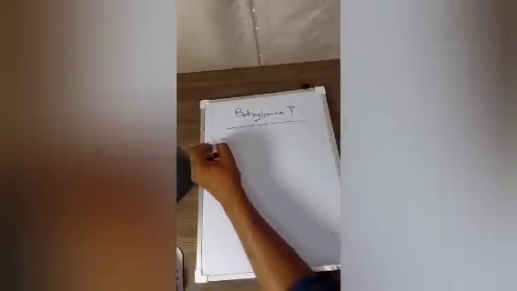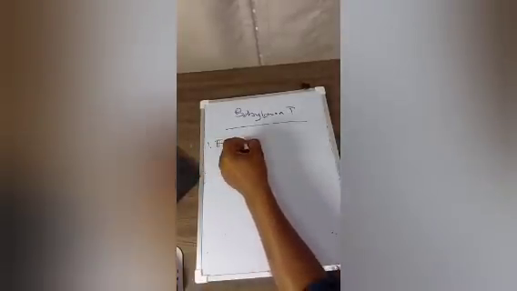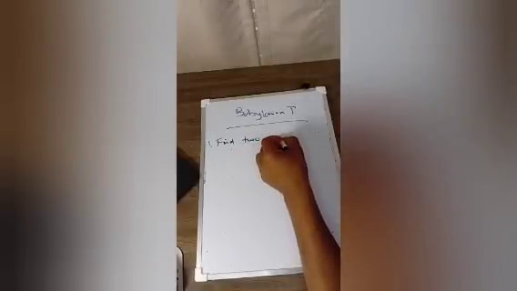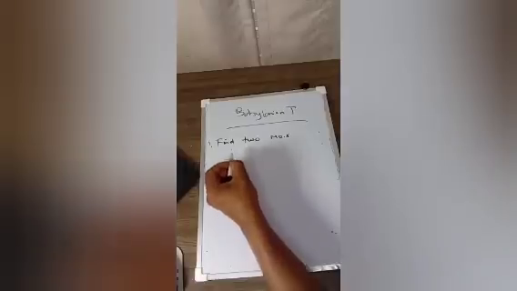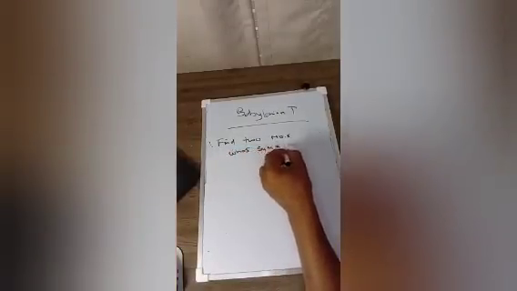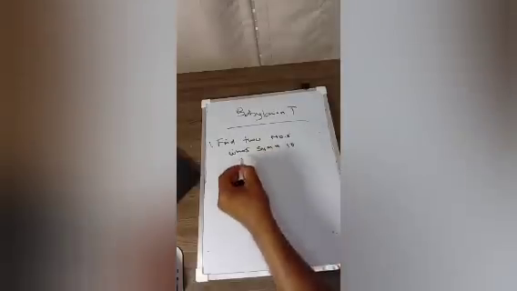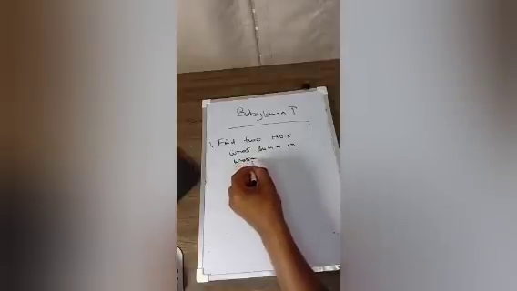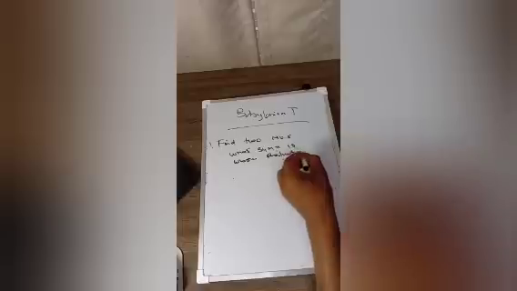The question says, find two numbers. What numbers? Whose sum is equal to 10 and whose product is equal to 21. Babylonian table.